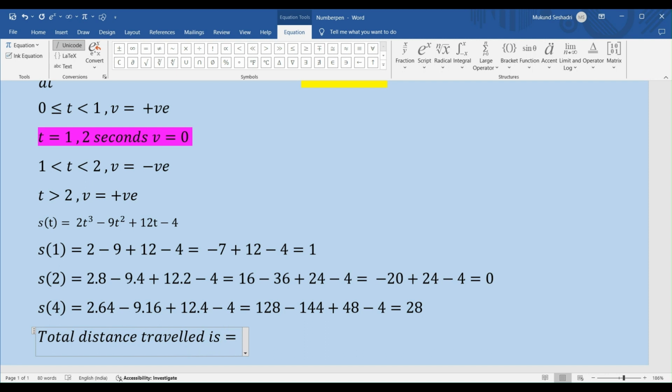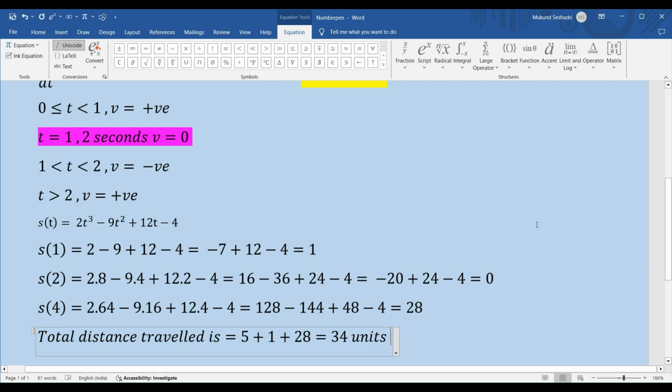the first leg, which is 0 to 1. When we moved from minus 4 to 1 was 5. Then we changed direction. We traveled 1 unit, landed at the origin, and then there onwards, we don't change direction and we travel 28 units from origin to the point 28, right? So this is the total distance traveled, which is 34 units, right? So that's how we go about solving this problem.